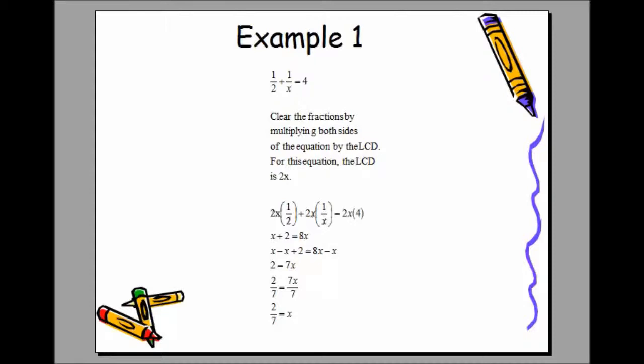Now we want to get our x terms together on one side of the equation. The easiest way to do this is to subtract x from both sides. When we do that, we obtain 2 equals 7x. We want to get x by itself. It's not by itself because it's multiplied by 7. We do the opposite of multiplying by 7, which is dividing by 7 on both sides of the equation. Our final answer is 2/7 equals x.